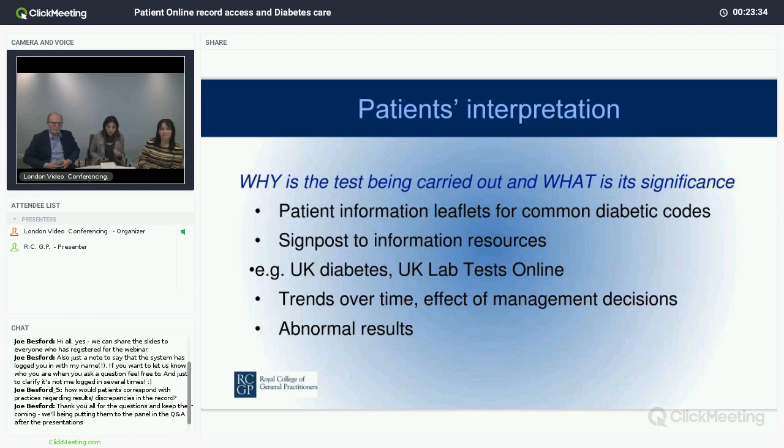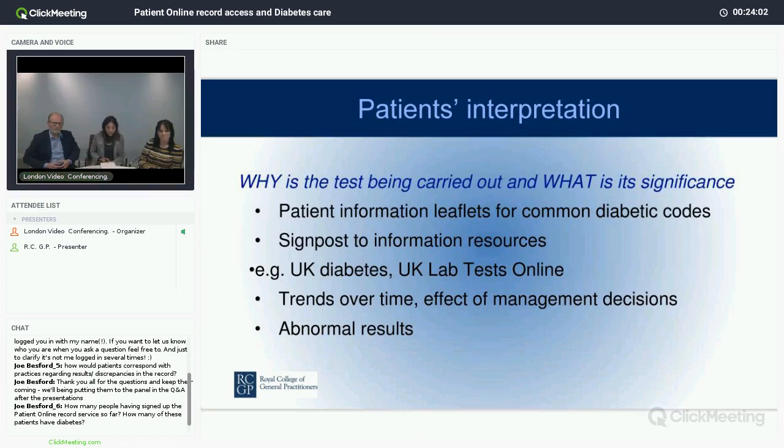So I think we've already discussed the trends, so I won't go over that part again. And I'll just touch again upon abnormal results. So abnormal results are not always harmful. And it is important to stress this to patients. This can be written in the patient information leaflet that you provide to the patient, and this is also covered on some of the online resources mentioned above.